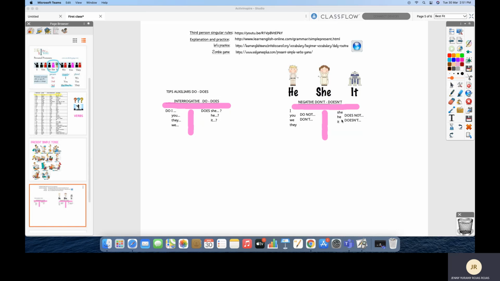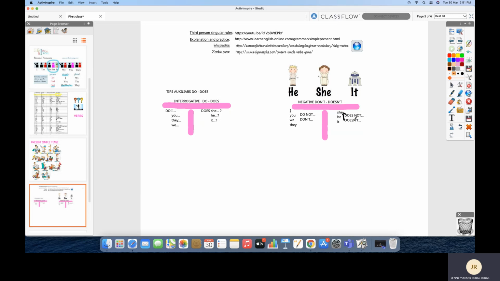Y lo mismo aquí en este caso. Yo puedo decir she does not o puedo decir she doesn't, ¿sí? Puedo decir he does not o puedo decir he doesn't. It does not or it doesn't. Which is the difference here?